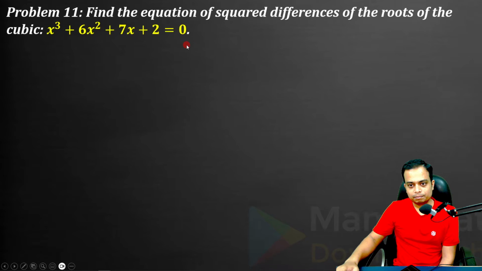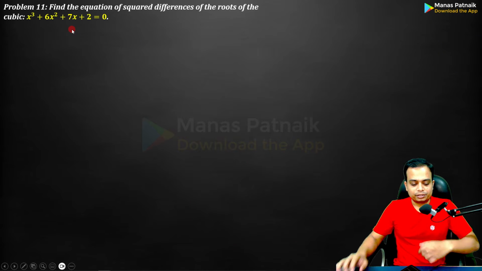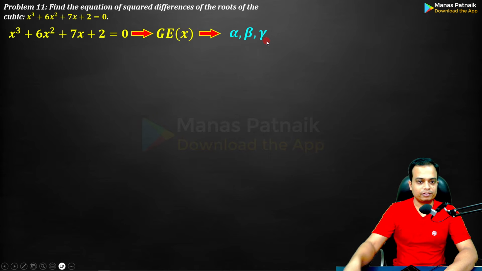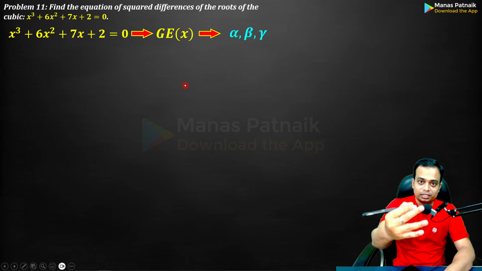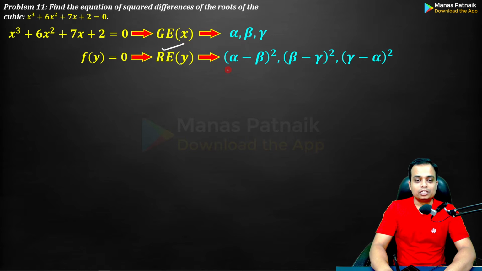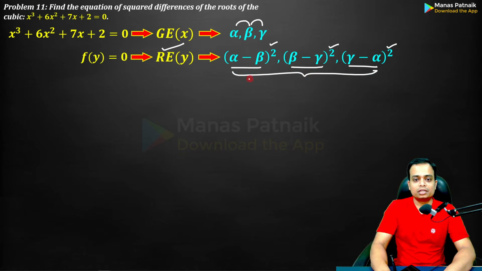How do we approach this, sir? So this is your given equation. Let's say it has got roots alpha, beta, and gamma. Very well, sir. The equation that you need to work out, that is your required equation, is going to have roots in the form of square differences. That means alpha minus beta and its square, beta minus gamma and its square, and in the same way gamma minus alpha and its square. It is for these three roots you need to frame an equation.